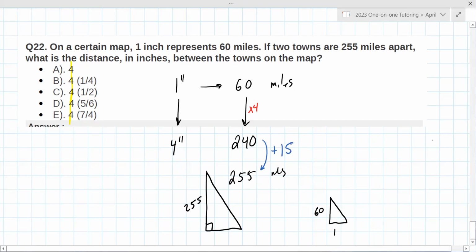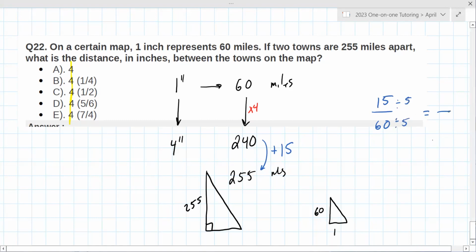Oh, 15. Yeah, 15 more miles. 60 miles is a full inch. How much is 15 out of 60? I don't know. So is there a number that goes into both of them? Can you divide both of them by, say, like 5 or 3? 5 maybe? Okay, 5 definitely works.